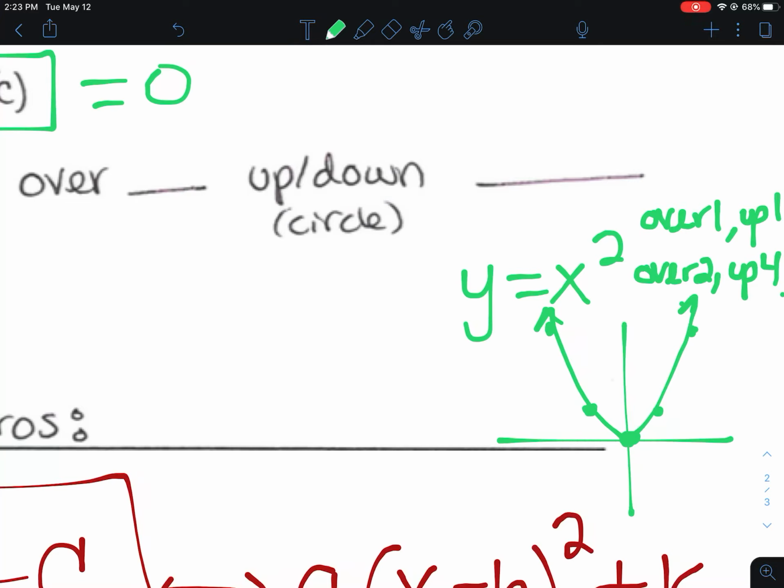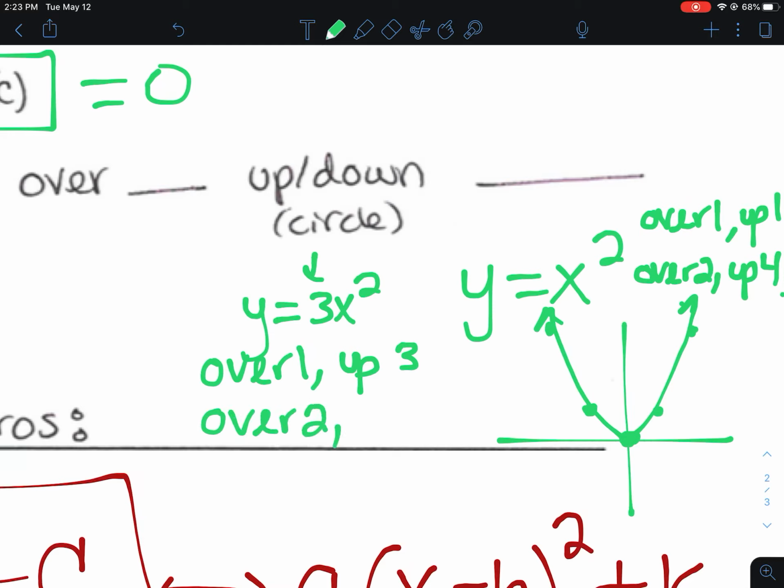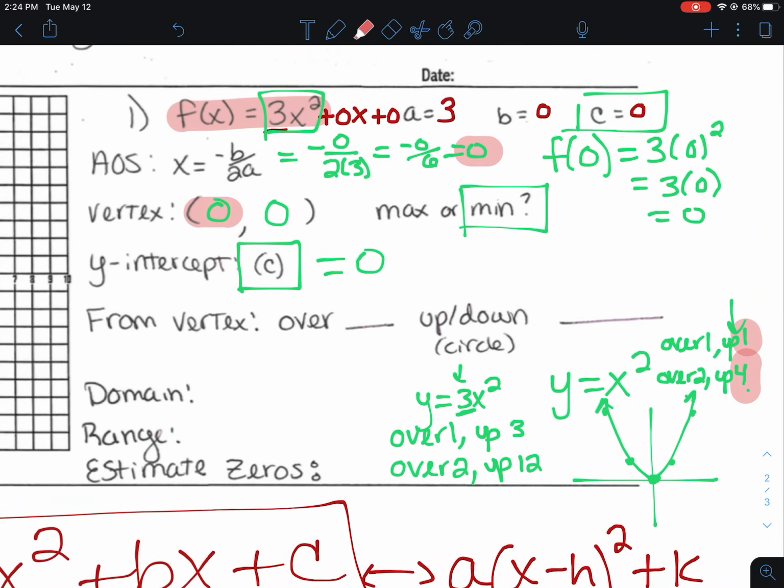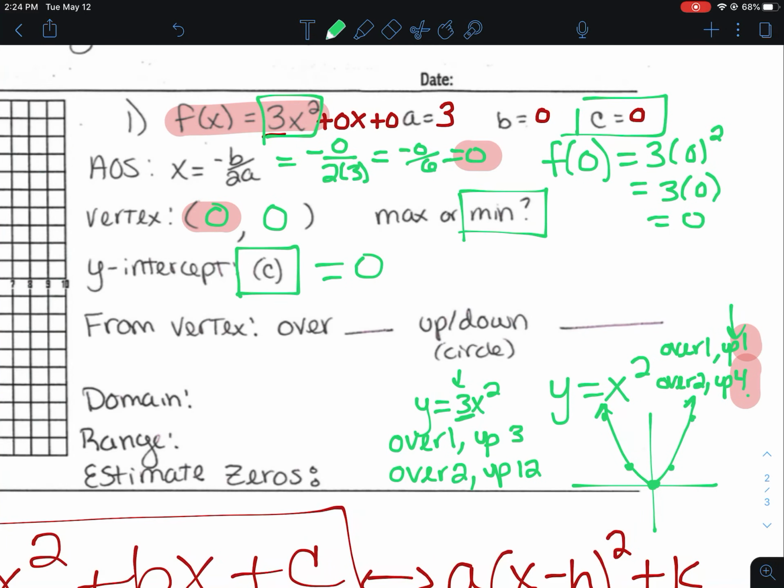When a is a larger or smaller number, it's stretching or compressing the graph. In our case, we have 3x squared, so a is 3. That means our graph is getting vertically stretched by 3. So I'm going to go over 1, but I'm going to go up not just 1, I'm going to go up 1 times 3, or 3 spaces. I'm going to go over 2, but not up 4. I'm going to go up 4 times 3, or up 12 spaces. So you're always multiplying this a value by whatever you have for numbers here.